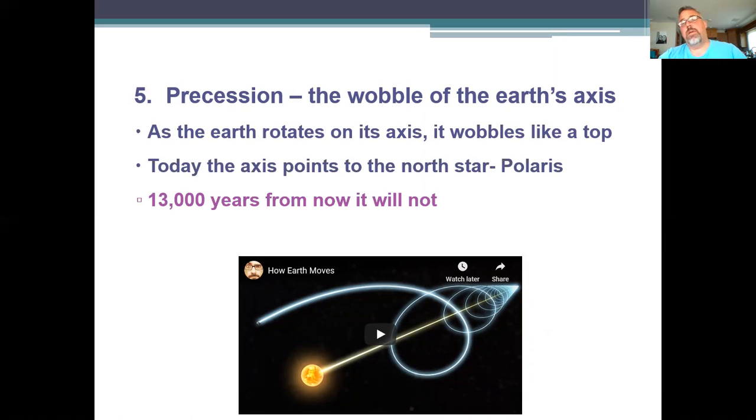Now, here's the thing. Because of where we're at, it doesn't wobble like millions of miles an hour. It takes time to go through its wobble. And so right now, our north pole points directly at our North Star, Polaris, right? The axis points at that. However, it won't in 13,000 years. In fact, we're about halfway through a wobble right now.